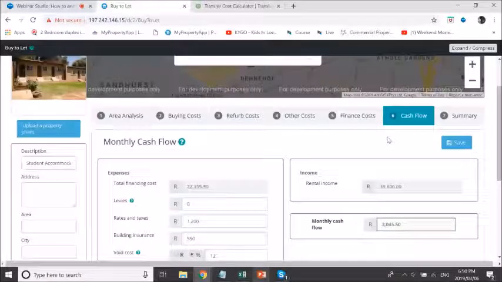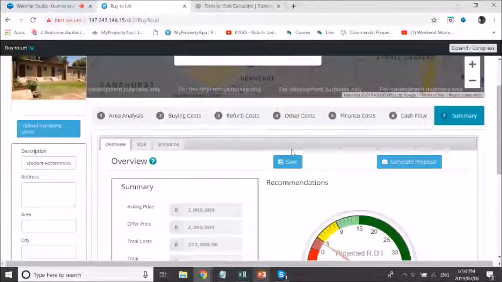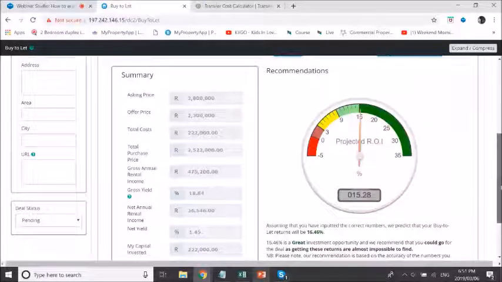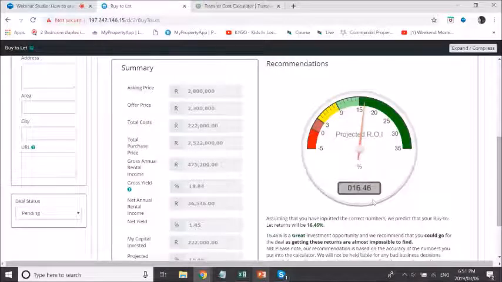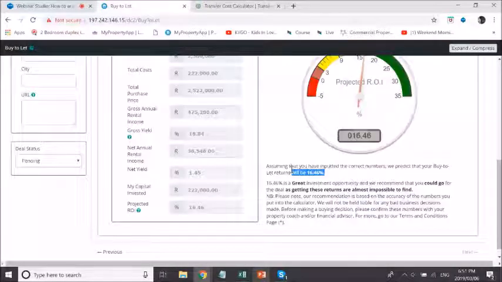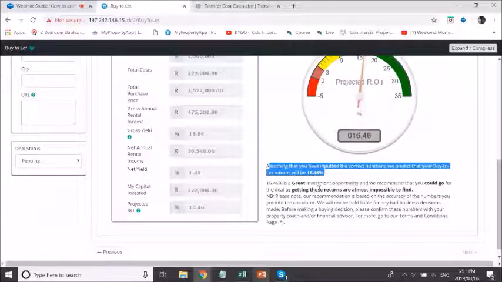Now, is this a good deal? That's where we come to the summary tab. Summary tab here on the left hand side has got all the high level numbers that you need to know, asking price, offer price, etc. And then here it tells us our return on investment is 16.46%. So that is, in our terms, a very good number.